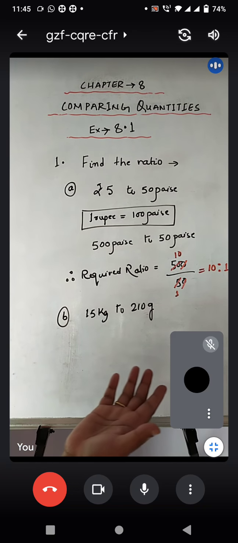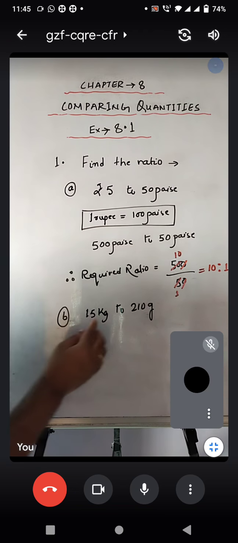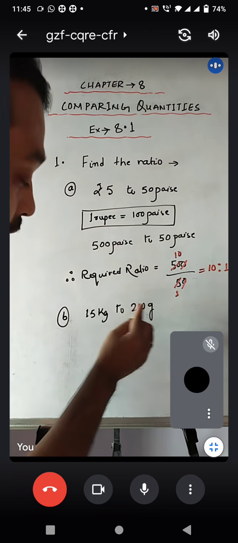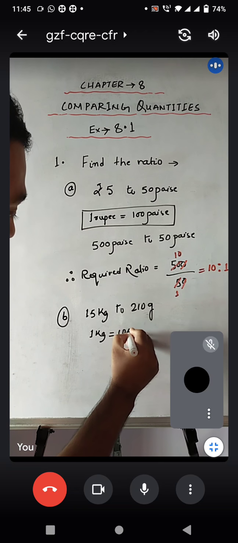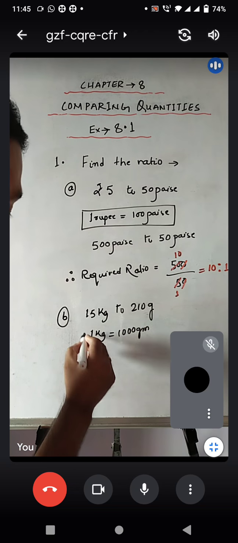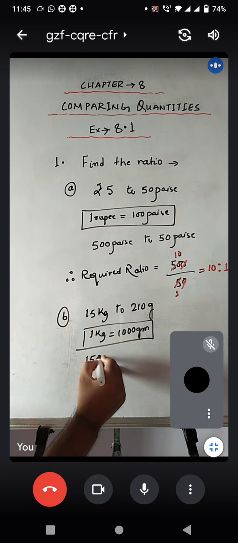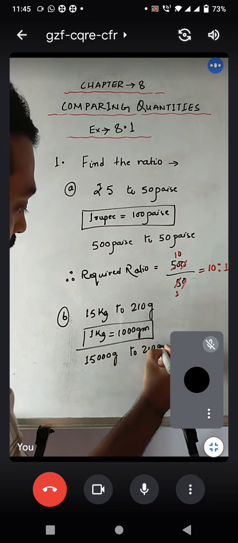Now which one is the greater unit? Obviously kg is the greater unit. So we'll convert this greater unit to a smaller unit, that is, to gram form. As we know, 1 kg is equal to 1000 gram. Now 15 kg would be what? 15,000 grams, to 210 gram.